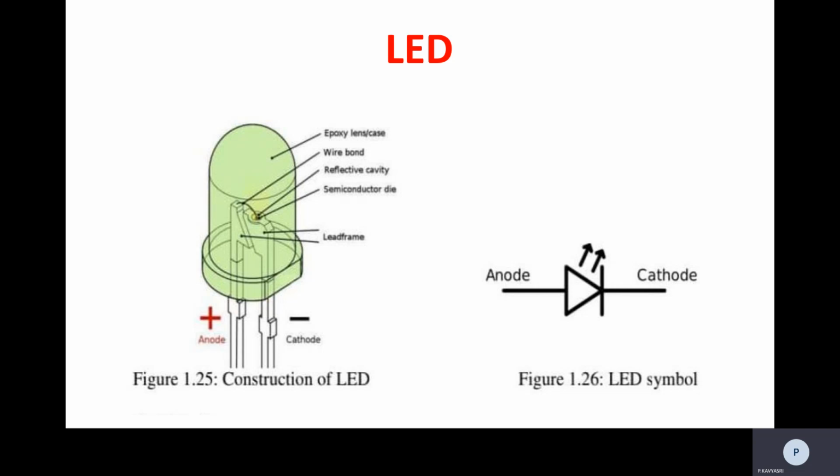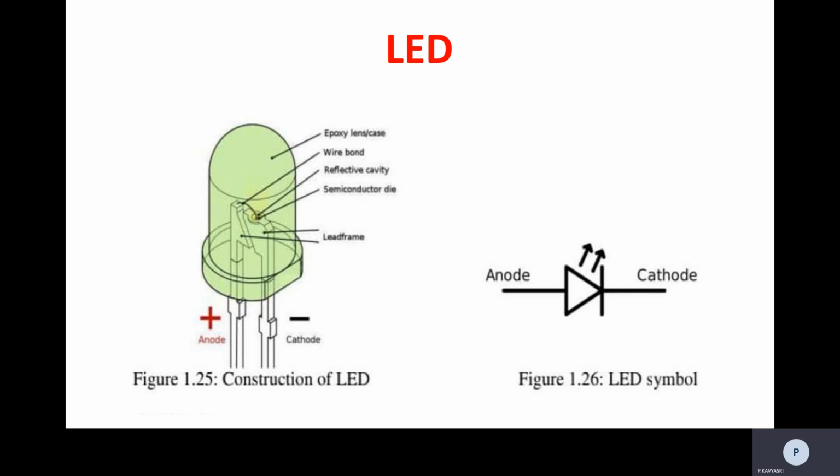Here we are saying light emitting diode. Emitting means release or discharge. So a light emitting diode is a diode which emits light. This is the symbol of an LED. It has an anode, a cathode, and those two arrow marks indicate the light.